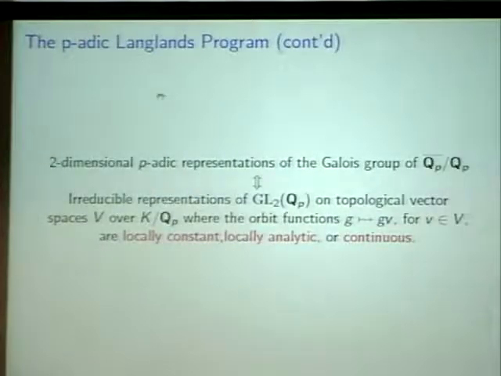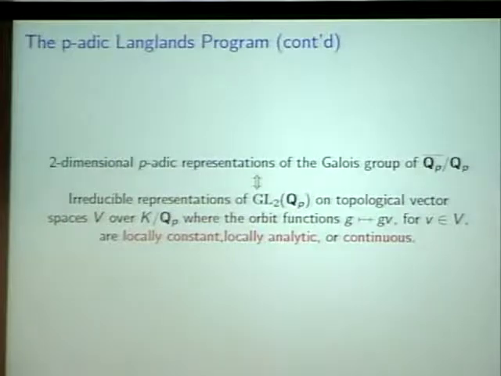And so the general picture becomes trying, and as I said, there is no p-adic local Langlands correspondence. There's just a lot of ideas about what it might look like and a lot of very suggestive examples for the group GL2 of Q_p. But if there were one, you could imagine, at least in the two-dimensional case, that there was some way to relate two-dimensional p-adic Galois representations to irreducible representations of GL2 of Q_p on topological vector spaces. And now what you do is you allow more general functions here instead of just locally constant functions. You allow perhaps locally analytic functions, or you allow perhaps continuous functions.